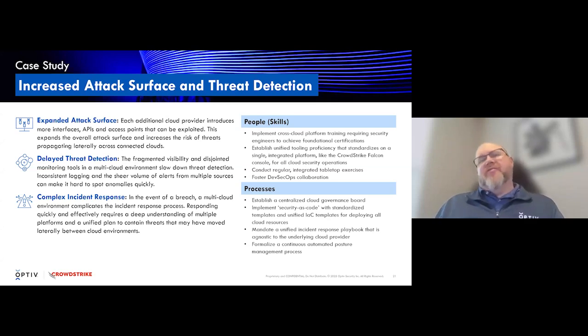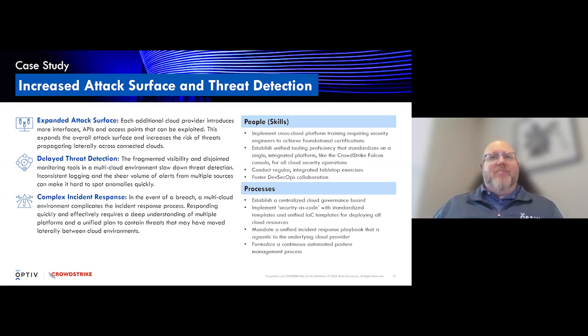We'd have to think about the fact that we have different interfaces, whether those are GUI-based interfaces, APIs, or the actual access points within those APIs that can be exploited, potentially if not properly secured. This really expands the overall attack surface and increases the risk of threat propagating laterally across connected clouds. So land one place, get a foothold, and potentially jump to another cloud service provider or another cloud service.